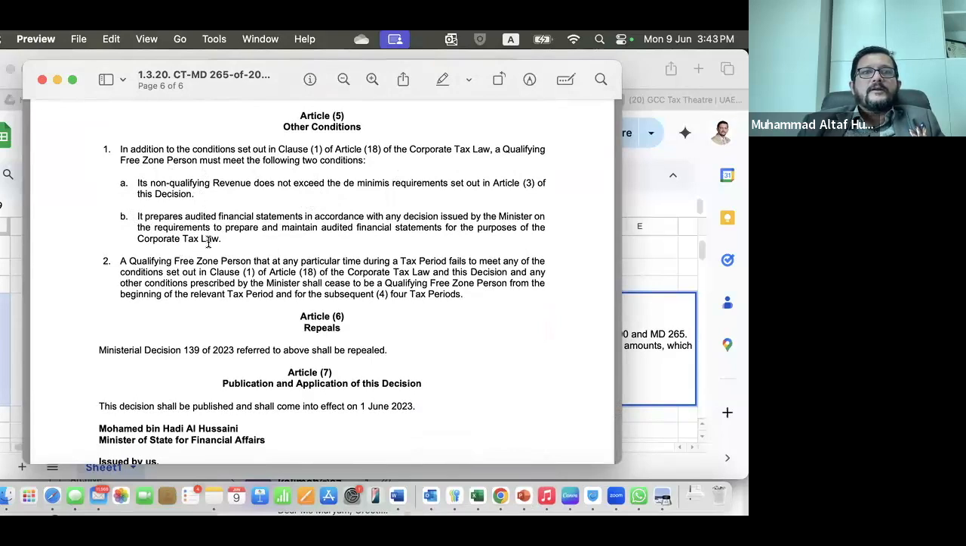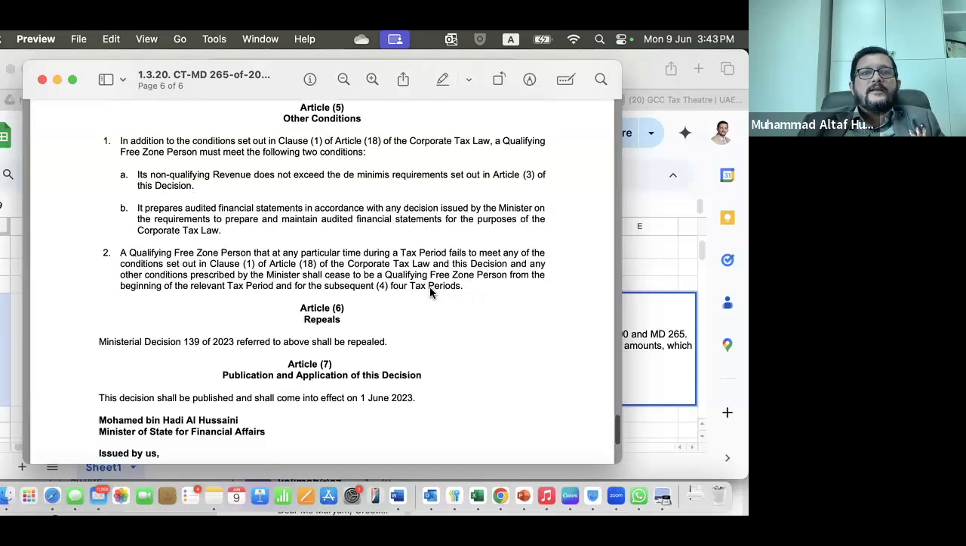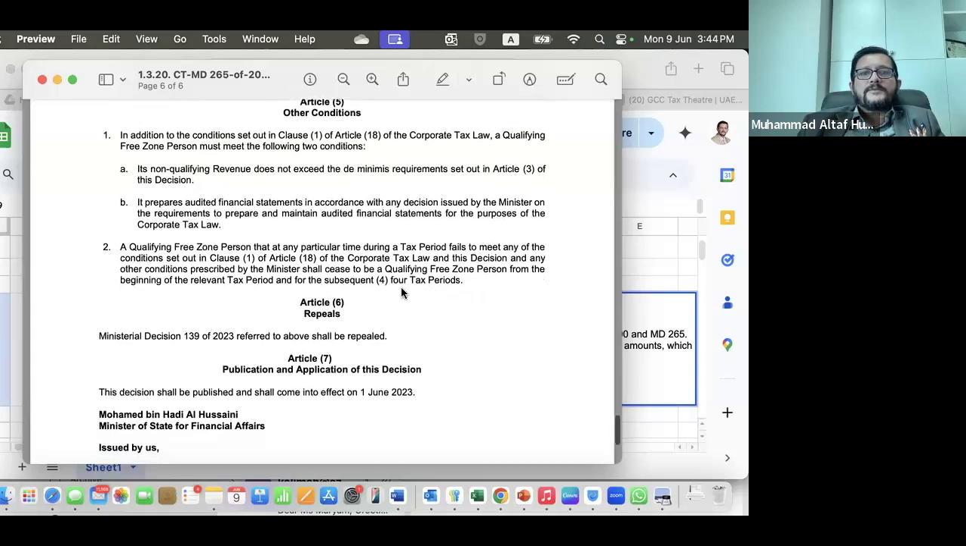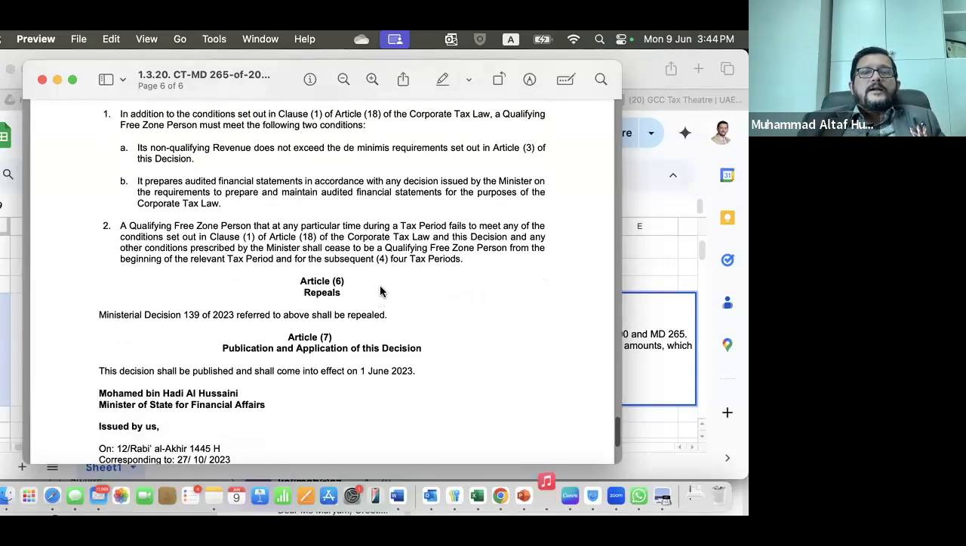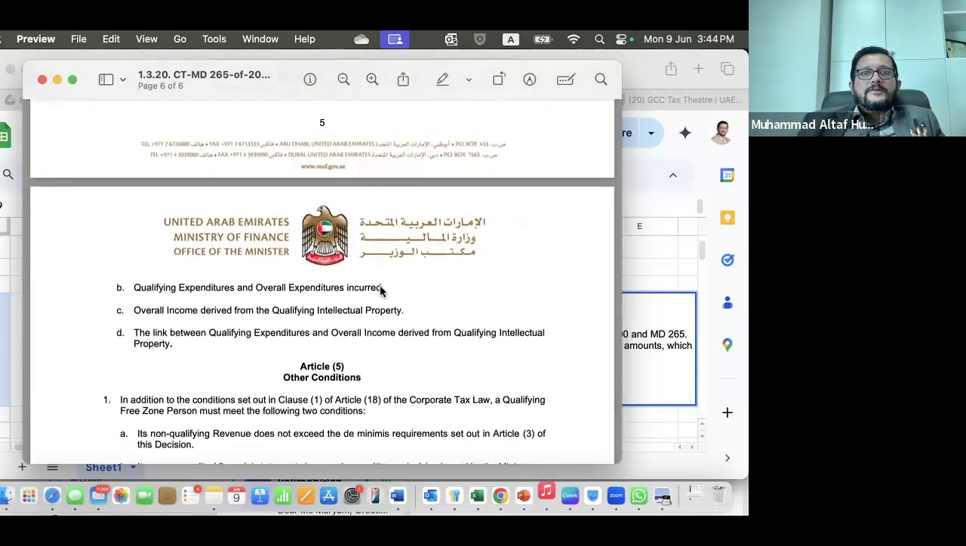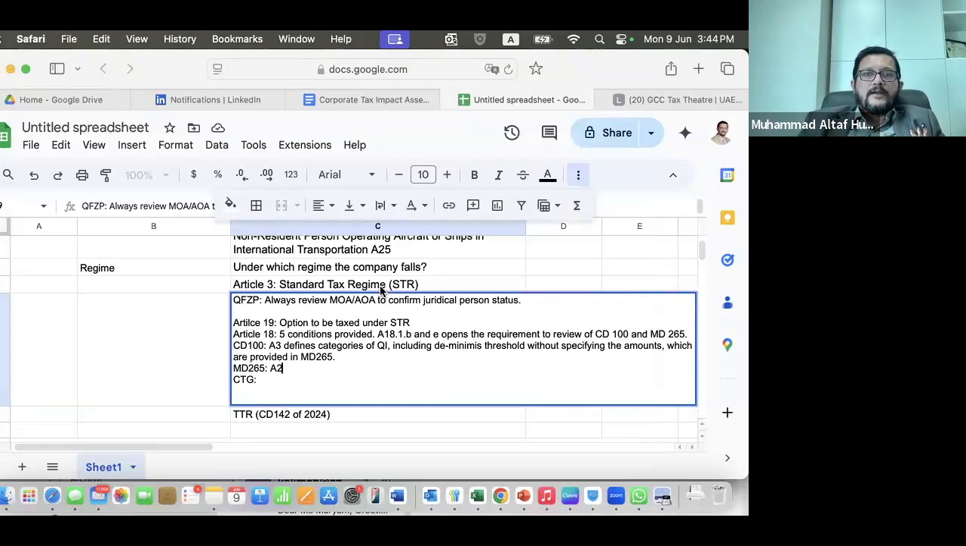Fine. So if a qualifying free zone person at any particular time fails to meet any of the prescribed conditions, there is the clawback: it will lose the qualifying status for the subsequent 4 tax periods. Previously, it was 3 tax periods, I think. Now it is 4 tax periods. So the period in which they lost plus 4 years. So that's all the ministerial decision. So Article 2 is key.